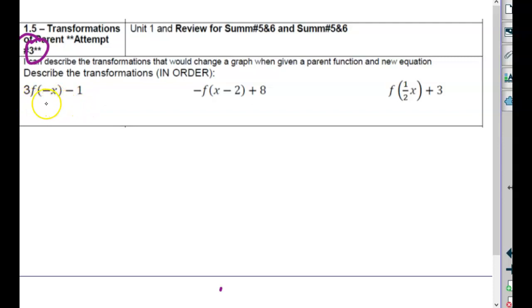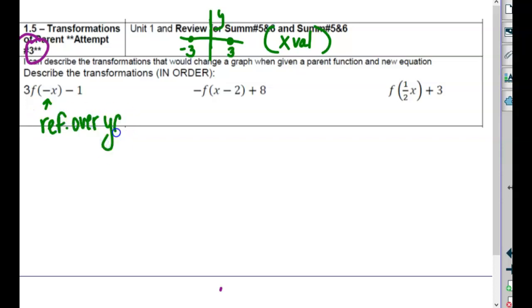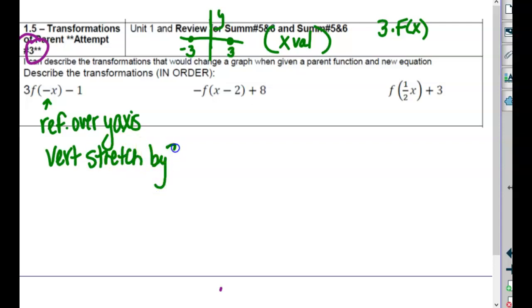What would you do first on this one, guys? Anything inside the parenthesis is changing x values. And if you change an x from a 3 over here to a -3 over here, that is a reflection across the y-axis. So this is a reflect over y. This 3 is on the outside. It's like a 3 times f of x, which is 3 times the y values, which would do what? Vertical stretch by 3. Three times as tall, and then the -1 at the back would be a vertical shift. You can just say down 1.